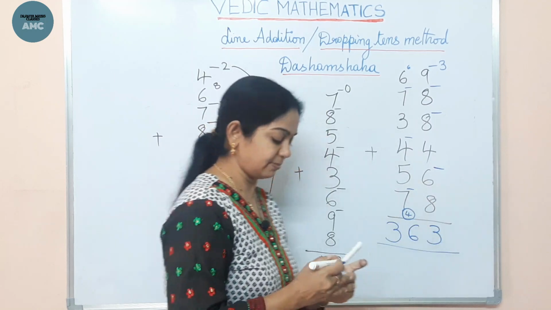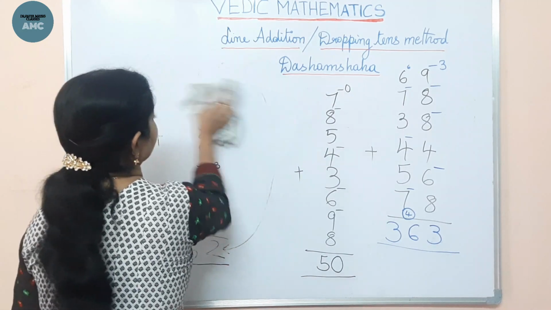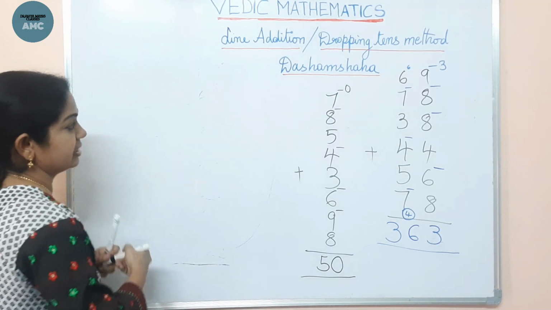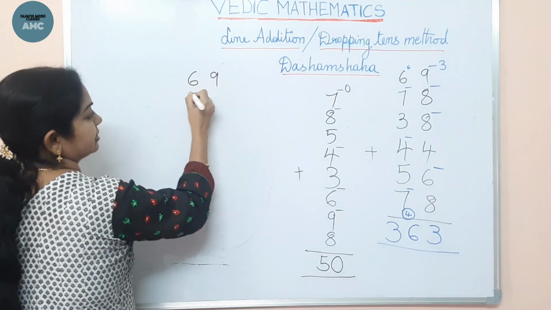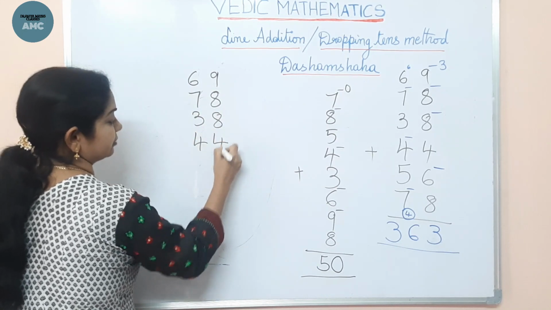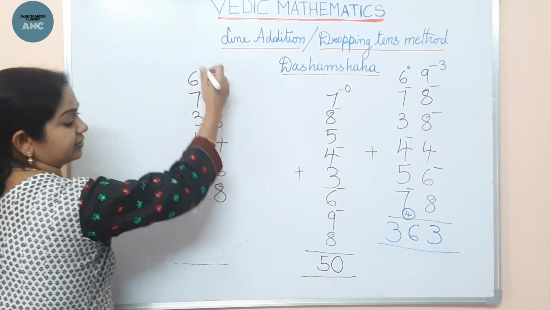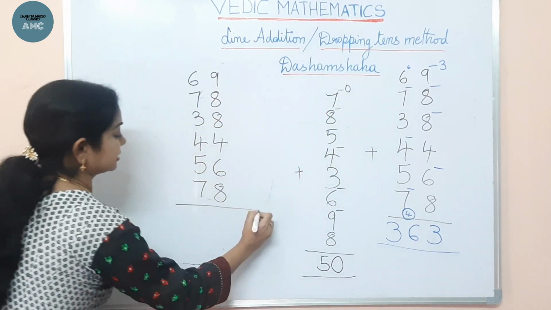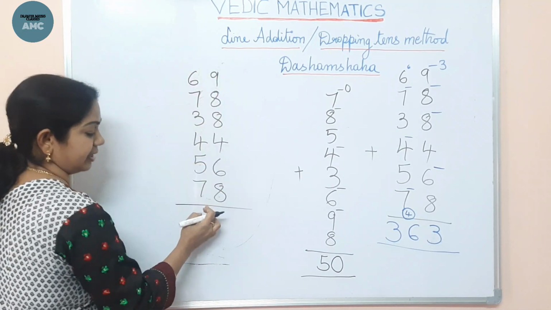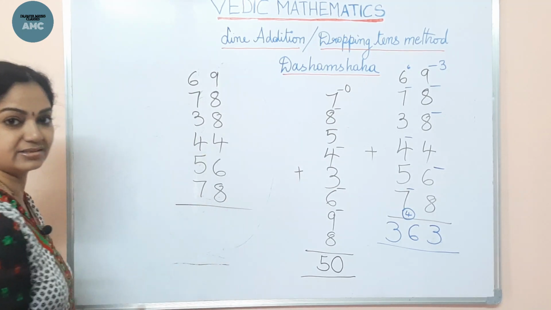If you are going from left to right, the same one I would like to explain to you here. The same numbers. Let's write the same numbers: 69, 78, 38, 44, 56, 78. Okay, 1, 2, 3, 4, 5, 6. So we have taken 6. Now let's start from the right here. Here you write the right, and you can keep a dash here and use the balancing method.